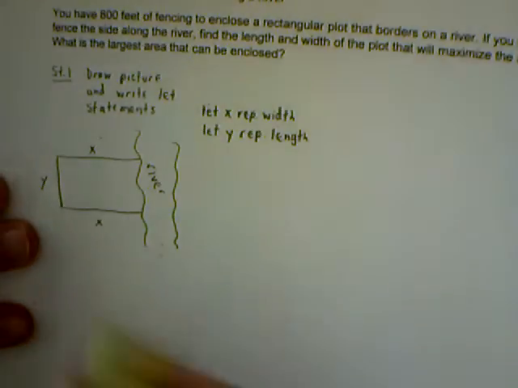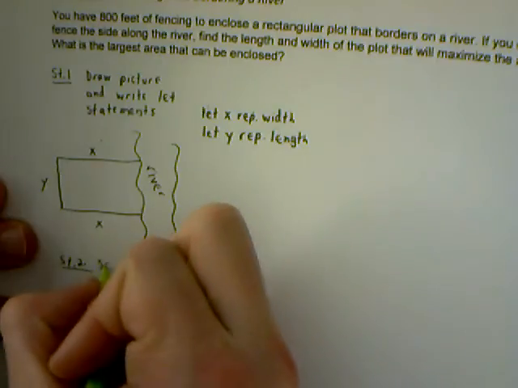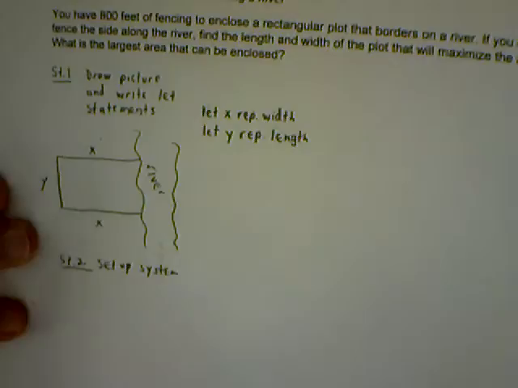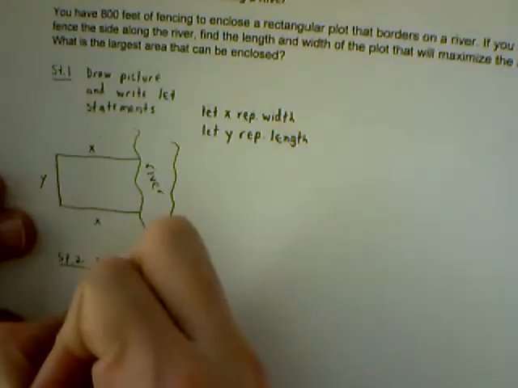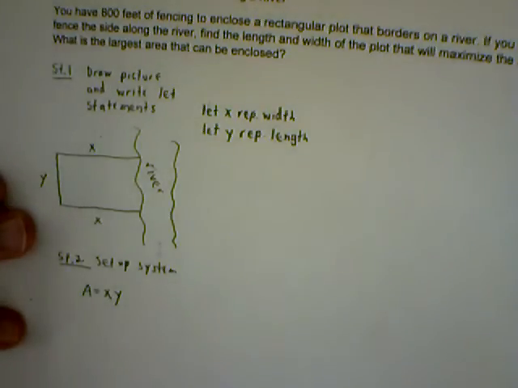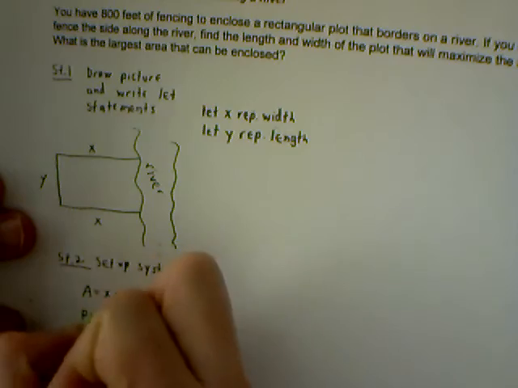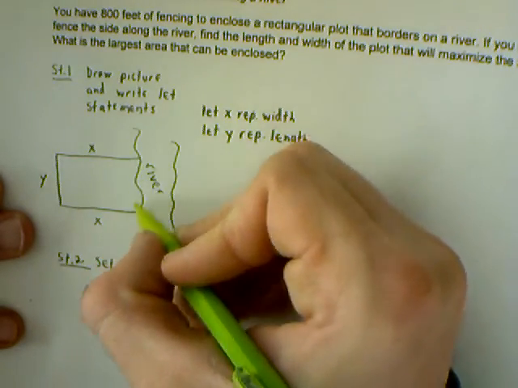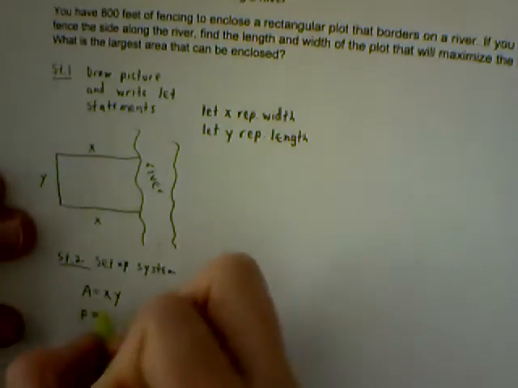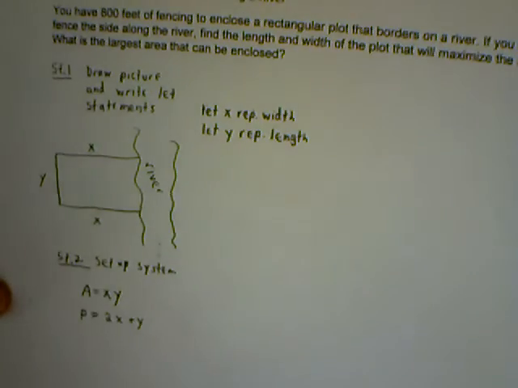All right, so now here, step 2, we're still going to set up a system. We know the area is still going to be the length times the width, or x times y. But now too, we can find the perimeter. We don't count this side on the river because we're not fencing, we're not enclosing this side. We're just fencing these 3 sides. So I'm going to say the perimeter is x plus x, which is 2x plus y.